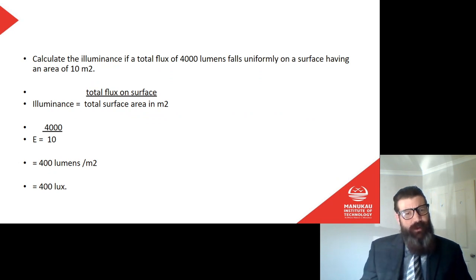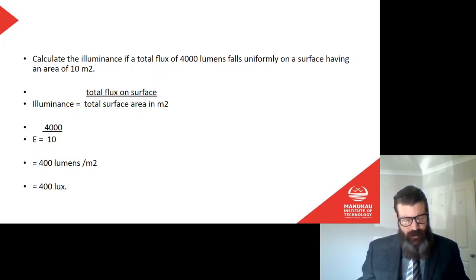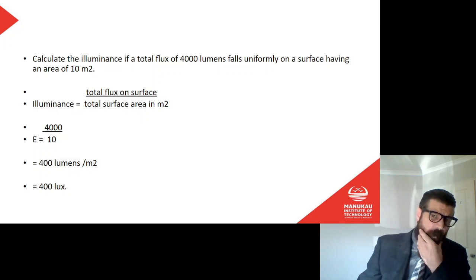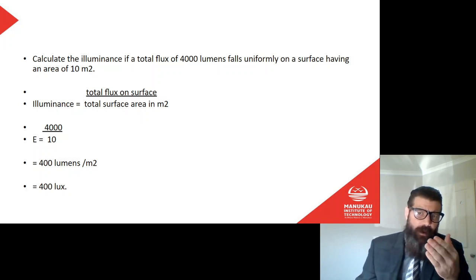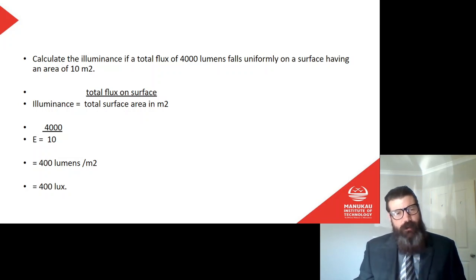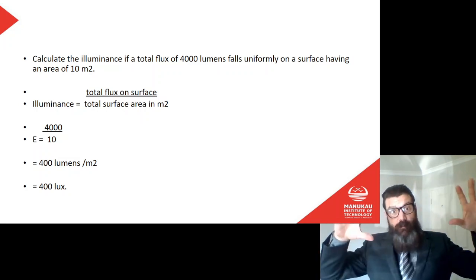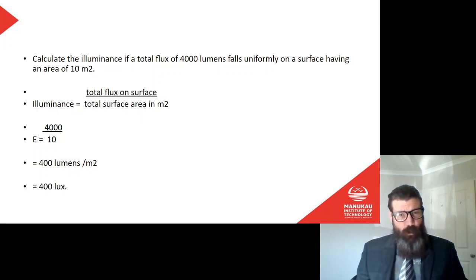Okay, so we have an example here. Calculate the illuminance if a total flux of 4,000 lumens falls uniformly on a surface having an area of 10 meters squared. So if we have a total flux of 4,000 lumens, that's probably going to come from multiple light sources, or it may come from one. What this question is telling us is that the lumens are going to fall uniformly on a surface area of 10 meters squared. So we don't have to worry about where those light sources are and what angles they're coming down. All we need to worry about is 4,000 lumens falling on an area of 10 meters squared.